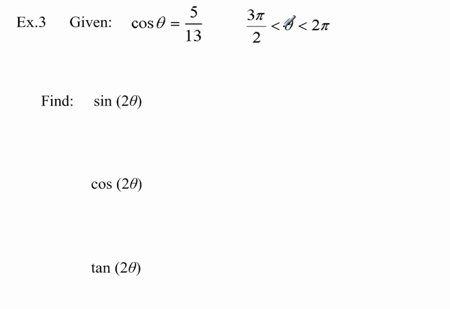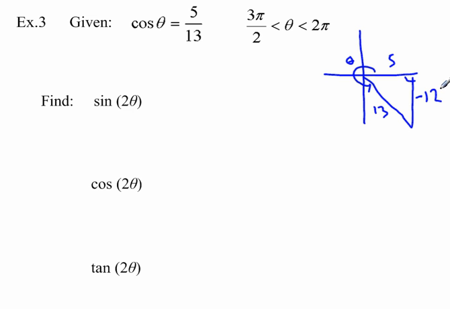Now it tells us the angle is between 3 pi over 2 and 2 pi, which means it's in quadrant 4. So I'm going to sketch this angle over here in quadrant 4. It's going to look something like this. So theta is really this entire angle all the way around, and the cosine of that angle is 5 over 13. Using the Pythagorean theorem, we can see that this missing side is negative 12.